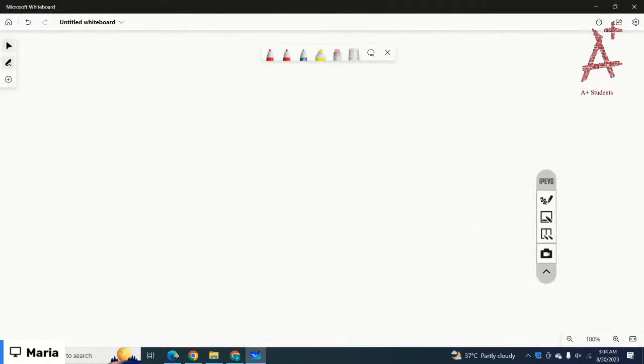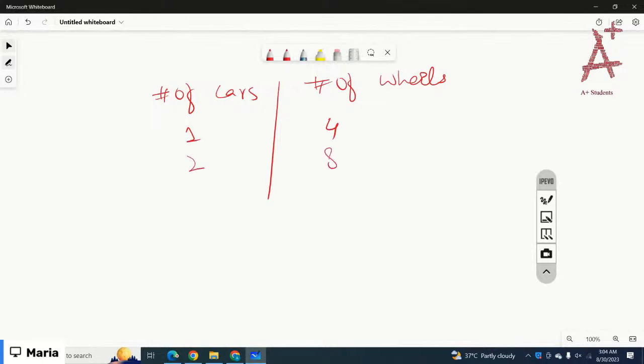So, number of cars and the number of wheels required. For one car, she needs 4. For 2 cars, she needs 8. For 3 cars, she needs 12. For 4 cars, she needs 16. And for 5, she needs 20, right? That is the A part. You have to make a table for the number of cars and number of wheels.